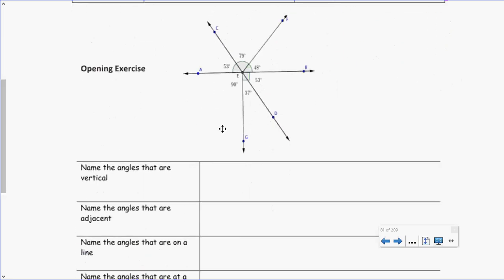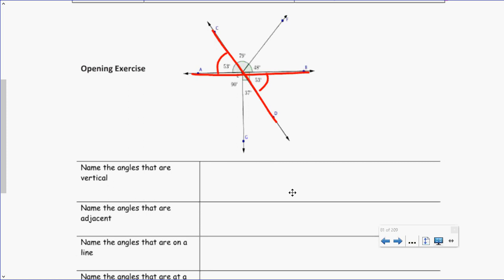For the opening exercise, we're going to do this one together. Name the angles that are vertical. Well, vertical angles are made from two intersecting lines. So go ahead and trace over that.